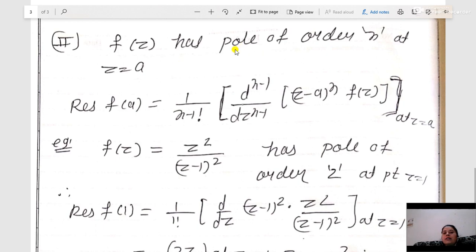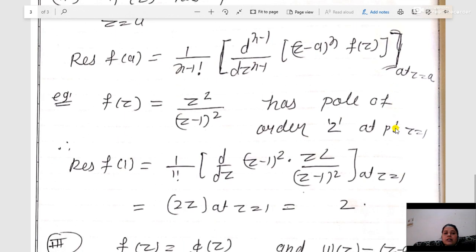Next, if f(z) has a pole of order n, at which point? At point z is equal to a. Then to calculate the residue of f at a, we have to use the formula 1 upon factorial (n minus 1), where n is the order of the pole, 1 upon factorial (n minus 1) into the (n minus 1)th derivative of (z minus a) to the power n into f(z) at point z is equal to a.